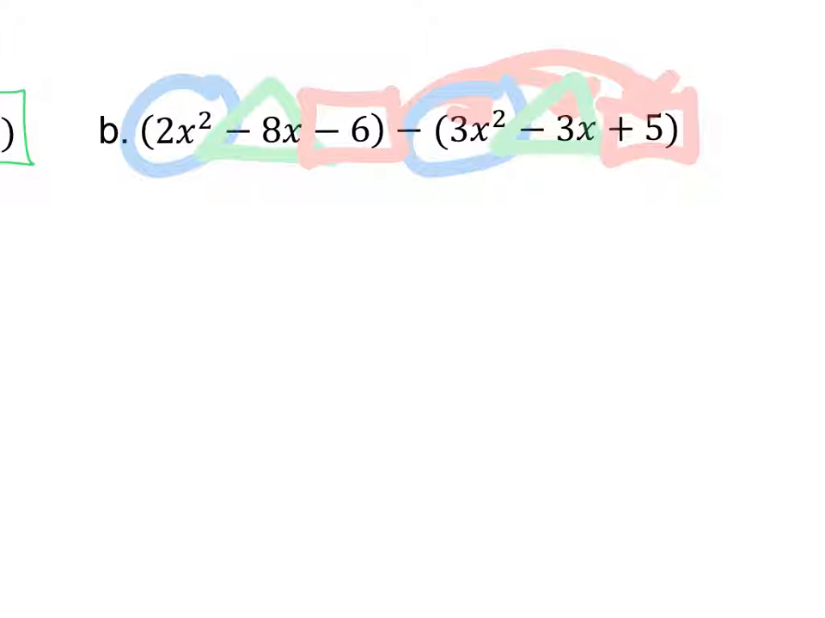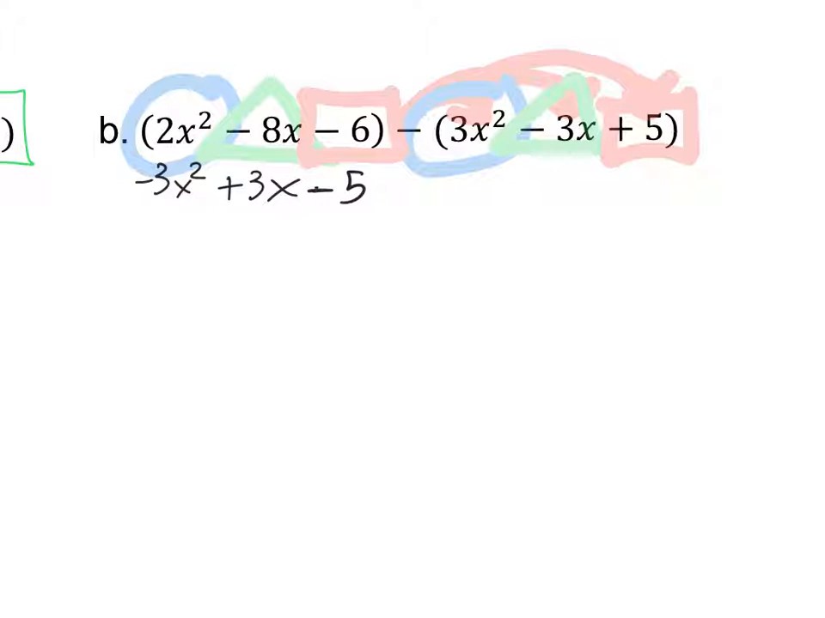But what I'm going to do is, as I line these up, I'm going to distribute that negative symbol right there. So that's a negative in front of a positive 3x squared. So that becomes a negative 3x squared. All right. That's a negative in front of a negative 3x. Well, negative to a negative makes a positive. So now I'm going to say positive 3x. And lastly, I have a negative in front of a positive 5. That makes that a negative 5.